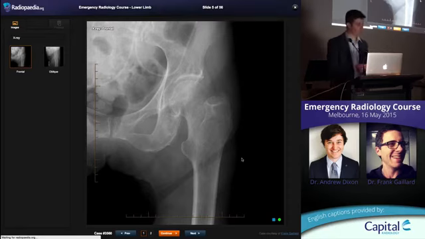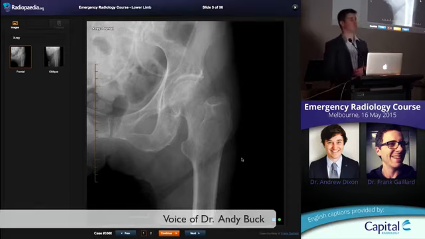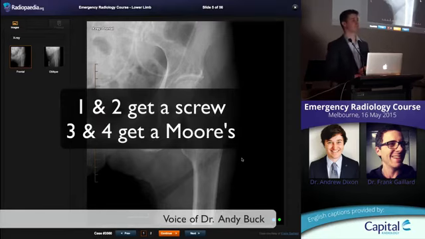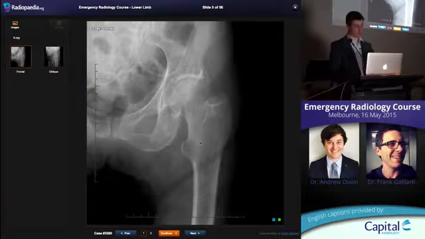I've got a little saying for that. An ortho reg taught me once, 1 and 2 get a screw, 3 and 4 get a Moores. It's a way to keep in mind that with minor displacement, they can screw it back together, it'll probably heal and the head won't avascular necrose, but if it's really displaced, they take it off and do a hip replacement. So here's a patient who's fallen down, with pain in the hip.